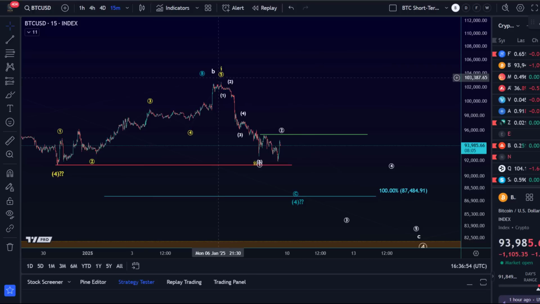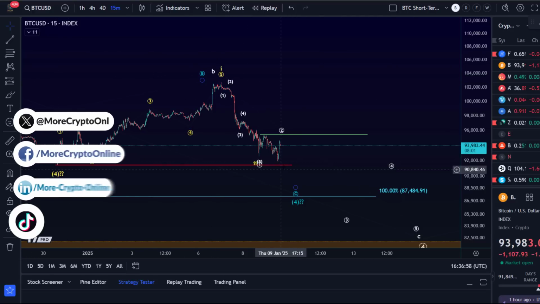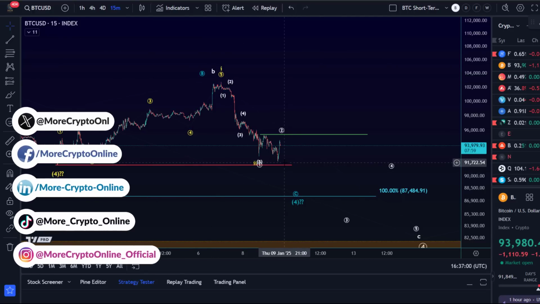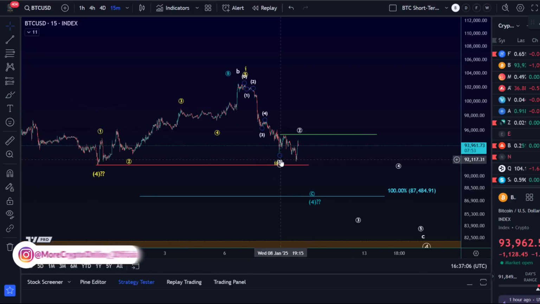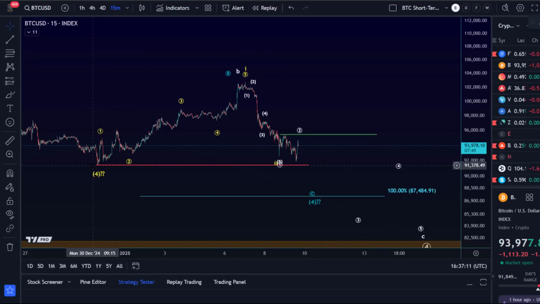Yellow, which is bullish, but extremely questionable due to the deep pullback. It's not invalidated, but it's become very unlikely due to the break of support. So the yellow scenario, the bullish count, is still valid, but will be invalidated below the red line, and invalidation is very likely. Invalidation point is 91,400.